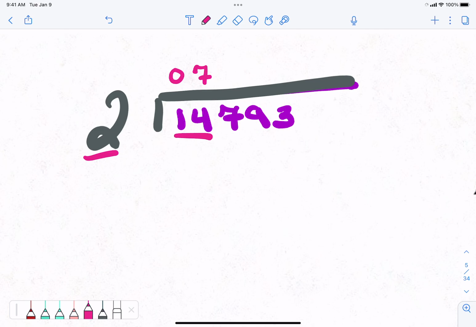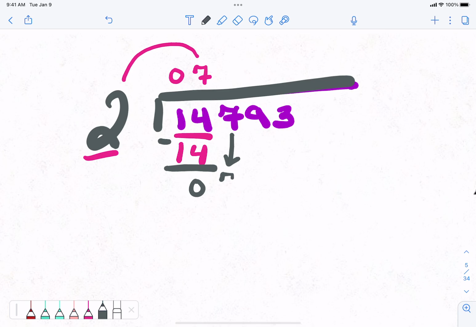Then we put 7 times 2, which is 14, and then we subtract it. That's a very, very important step. Remember that we subtract that 14, and that ends up being 0. Then you drop the 7 down. Are you writing these steps down? Toby, are you writing these steps down?